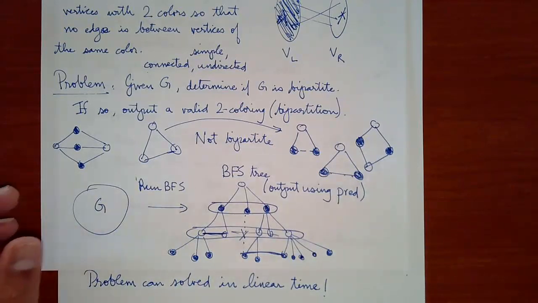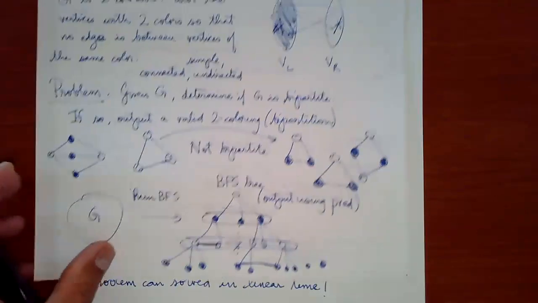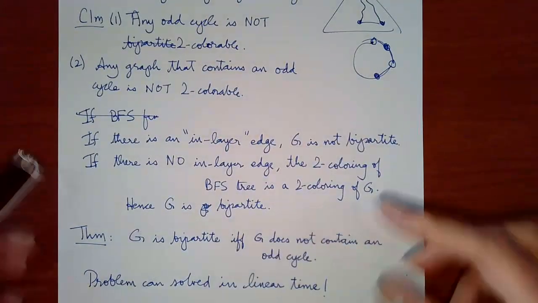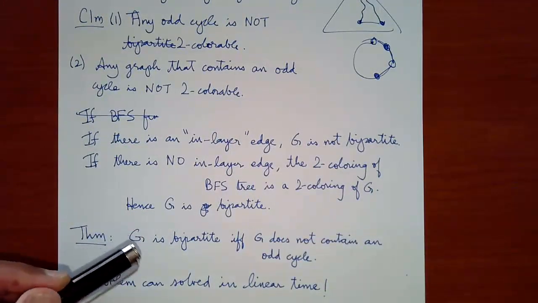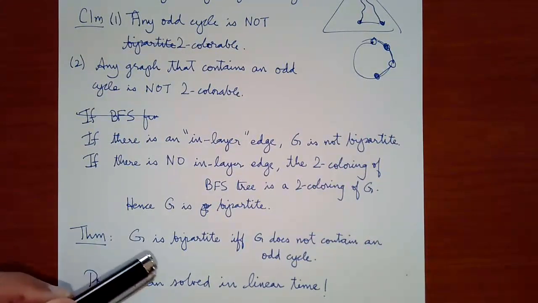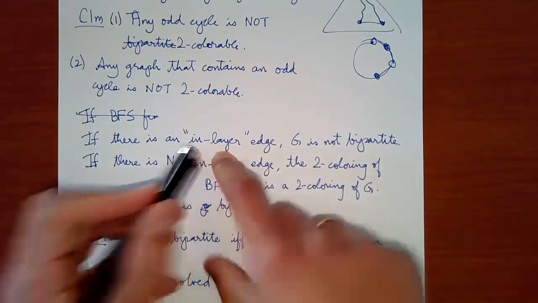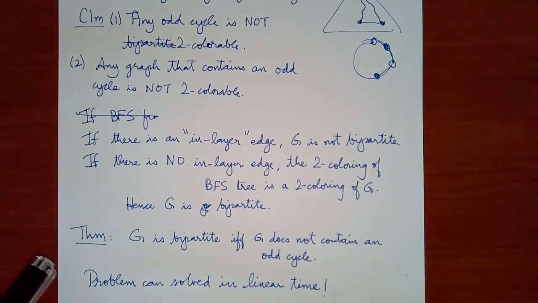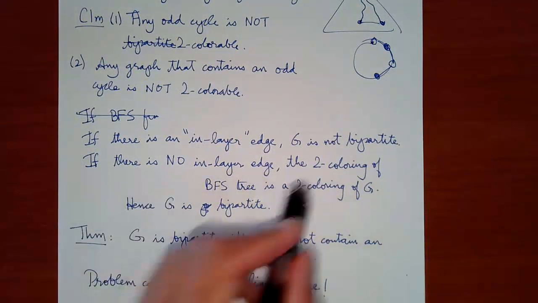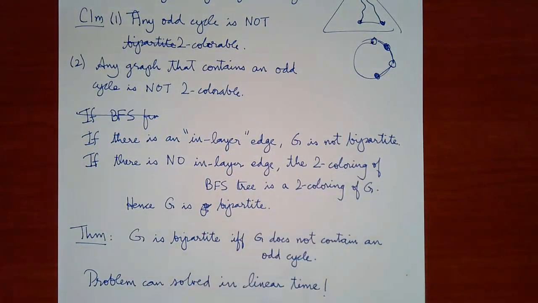So one would have to actually state that as a claim, prove that, and then you say, okay, therefore all the edges are in layer or between adjacent layers. Then you argue that if there is an in-layer edge, the graph is not bipartite because that in-layer edge gives you an odd cycle. Then you argue that if there is no in-layer edge, the two coloring is a valid two coloring because all the edges go between adjacent layers and the adjacent layers always have different colors.